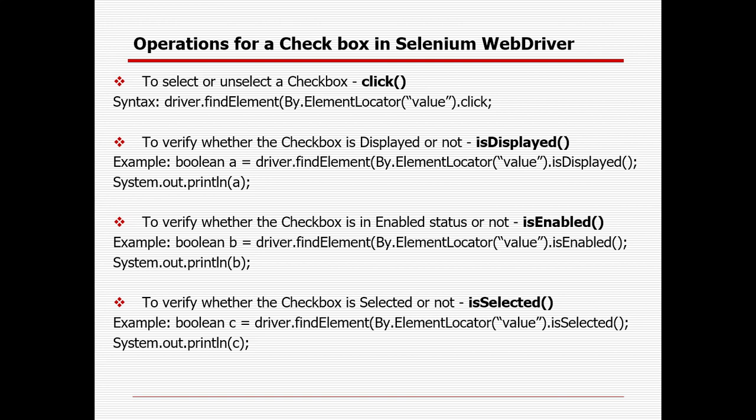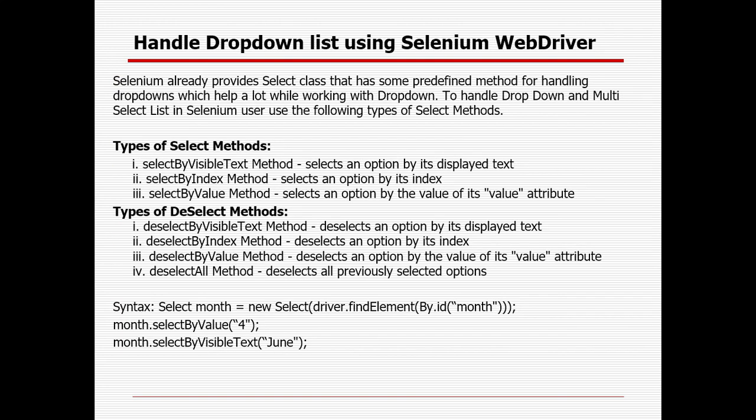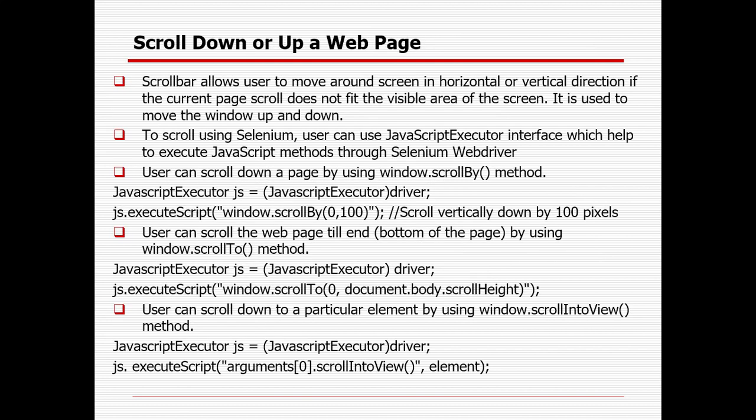And if you have a drop down field, right, the tag will be named select by default. So with the help of the Select class available in Selenium WebDriver, with the help of select by index, select by visible text, select by value, you can select the option from the drop down, right? If you want to scroll up or scroll down a page, you need to use JavaScript executor, and there are a lot of important methods available. Window.scrollBy, you can scroll by some pixels, right? Window dot scrollTo, you can go to the bottom of the page. Window dot scrollIntoView, you can go to a particular element, right?